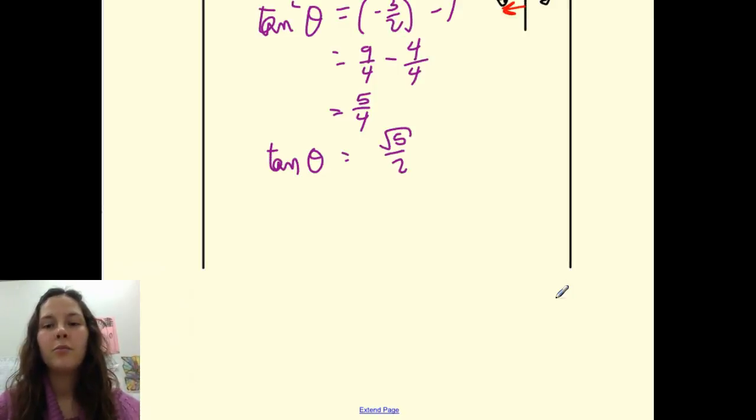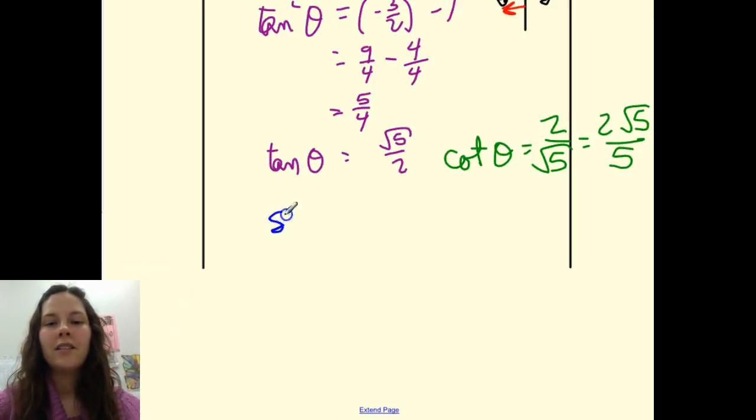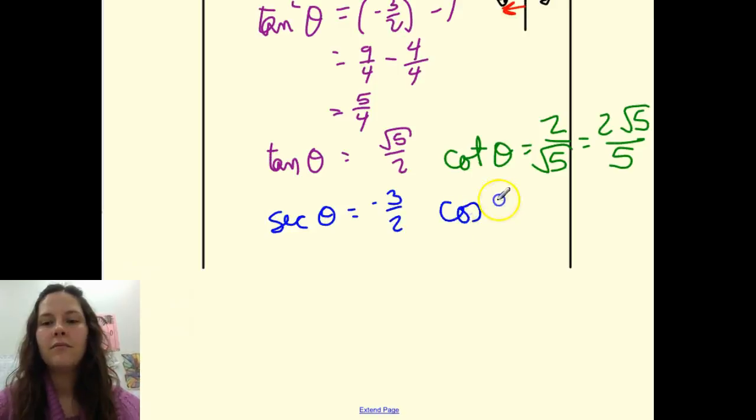We can use the reciprocal identity to get cotangent. So we would have 2 over the square root of 5, but we need to rationalize that. So I move the radical to the numerator and drop it in the denominator. We can use the reciprocal identity for secant as well. Secant we knew was -3/2. The reciprocal of secant is cosine. So cosine would be -2/3.